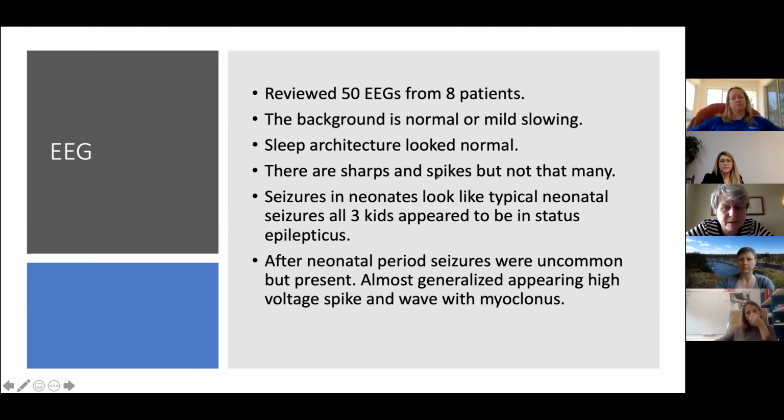There are sharps and spikes, which are markers of an epilepsy predilection, but they're actually not that many. These are not kids that would look like Lennox-Gastaut to pediatric epileptologists. That's a more severe seizure type where they often have very disorganized backgrounds with lots of sharps and spikes. And we think of them as having an epileptic encephalopathy, meaning that there's some severity to the interictal discharges and the seizures that are causing them to be developmentally delayed. I don't think that is the case here with the number of EEGs I was able to review.